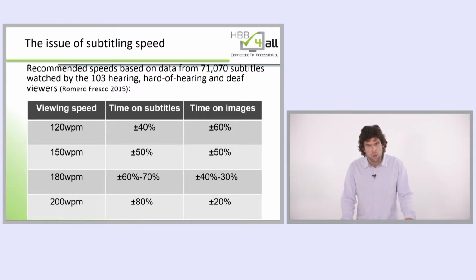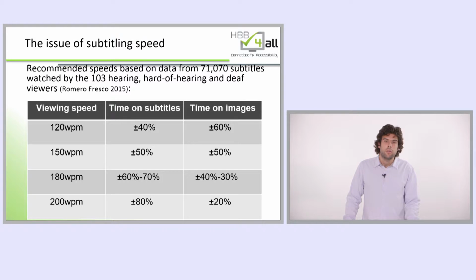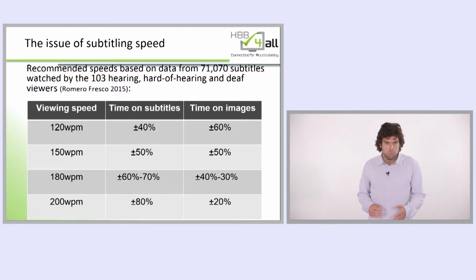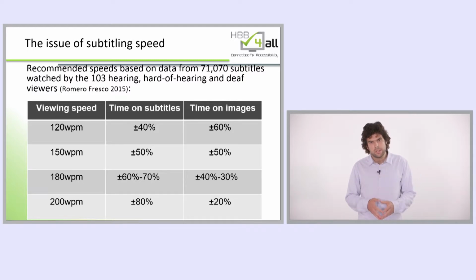The latest research on subtitling speed recommends speeds based on data obtained from the analysis of 71,000 subtitles watched by 103 hearing, hard of hearing and deaf viewers all over Europe. What we are given here is a recommendation based on that research, whereby you have a certain speed in the subtitles, and depending on the speed of the subtitles, the viewers may have more or less time to look at the subtitles and the images.